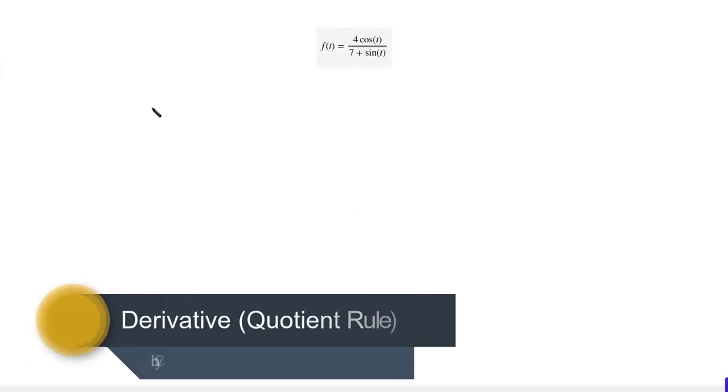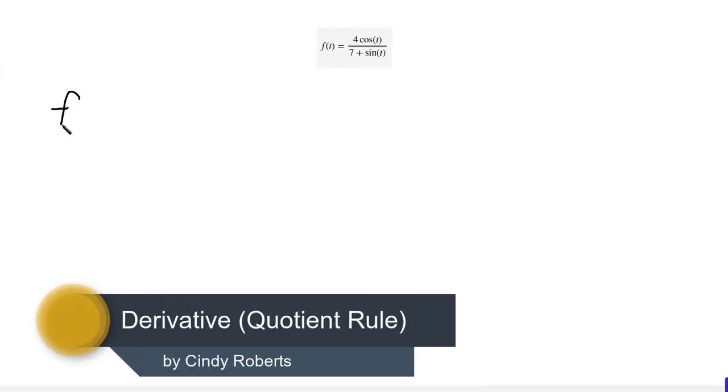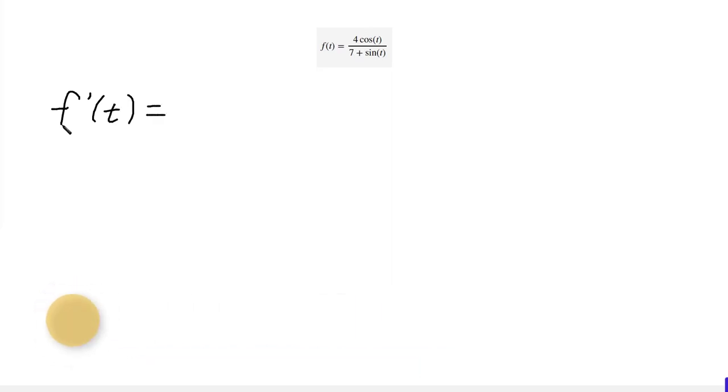Okay, definitely looks like a quotient rule to take this derivative. So remember, the quotient rule says to take the derivative of the top, which we'll call f of x. We'll call the bottom g of x. So we want to find f prime of x.